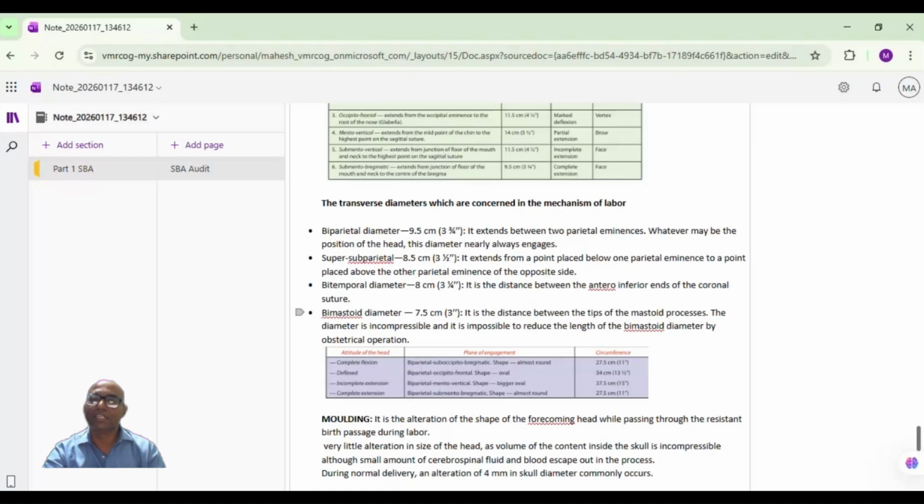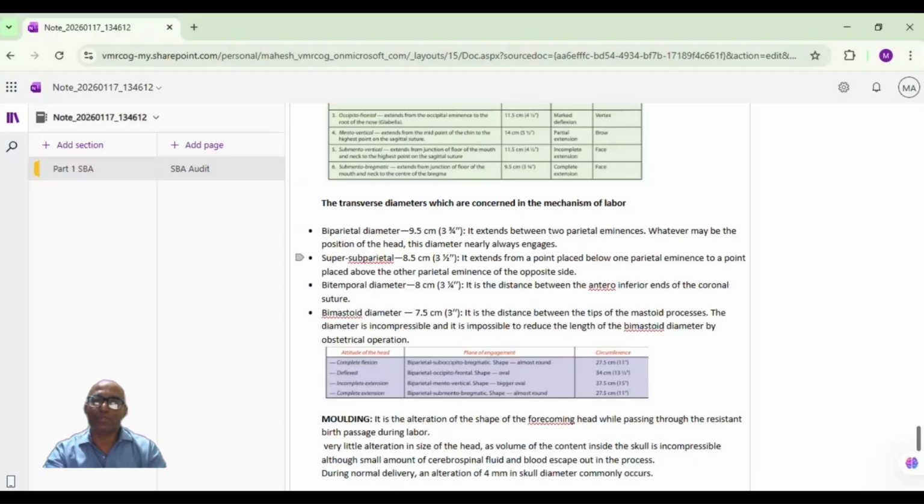The bimastoid is the distance between the tips of the mastoid process. The diameter is incompressible, and it is impossible to reduce the length of the bimastoid diameter by any obstetrical operation. You should remember it because it is the least diameter, 7.5 centimeter, and you cannot reduce it by any maneuver. If the bimastoid cannot pass through the pelvis, definitely it is a severely contracted pelvis. Biparietal is 9.5 centimeter, bimastoid 7.5 centimeter, and the rest are in between.